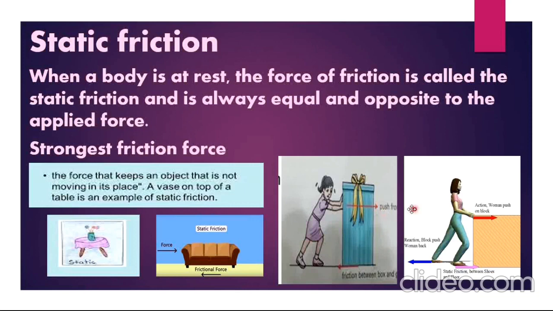As long as the body is at rest, the force of friction is equal to the applied force and is called the static force. So when a body is at rest, the force of friction is called static friction and is always equal and opposite to the applied force. It is the strongest frictional force.